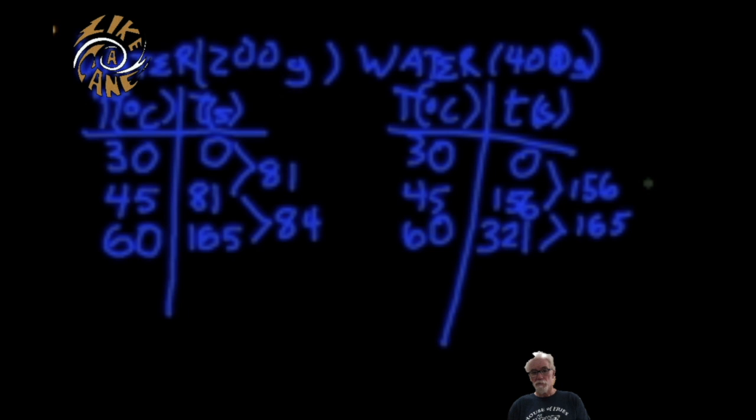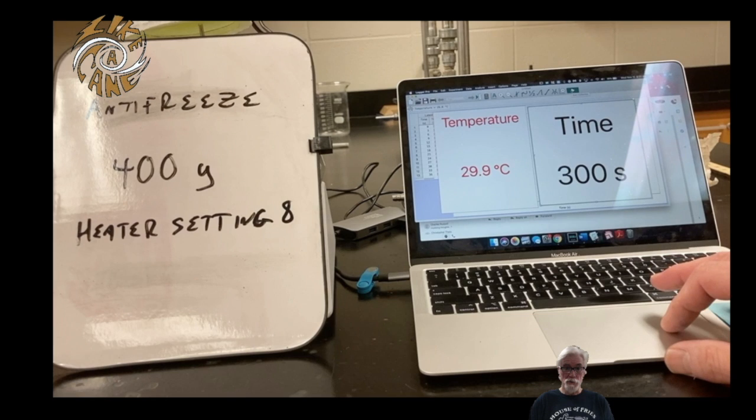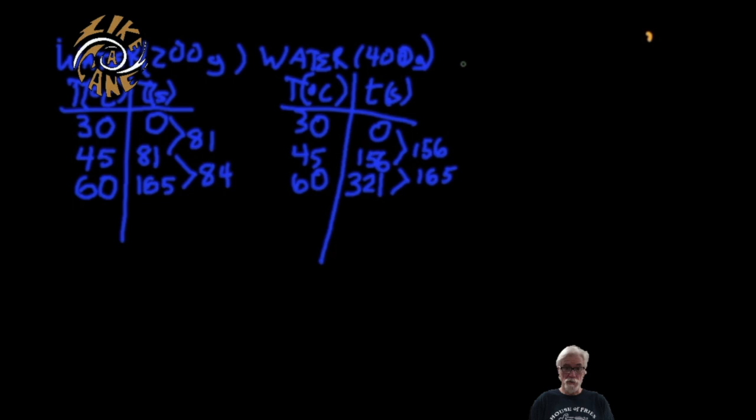And time equates to energy here because we're at the same hot plate setting. The other thing that we see is it's also proportional to mass, because when we doubled the mass, we also had to double the time. Now we're going to do the experiment again, only we're going to use a different substance, antifreeze.